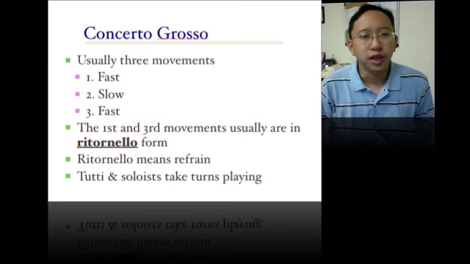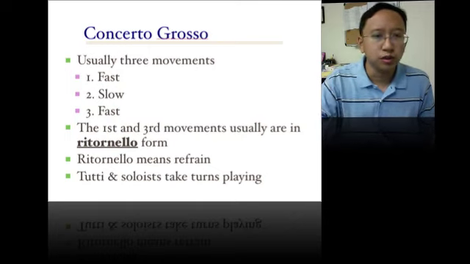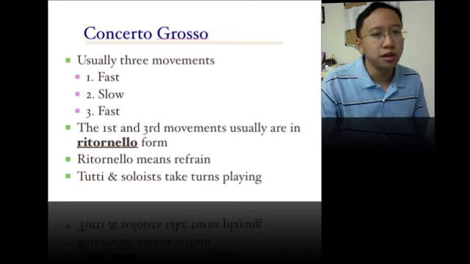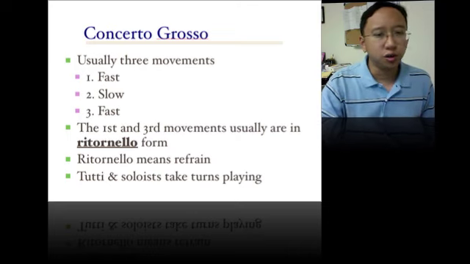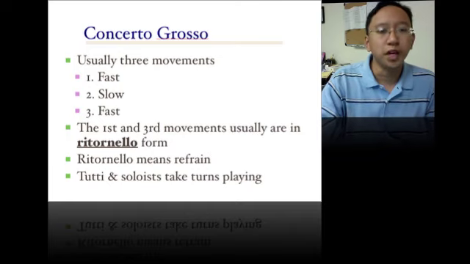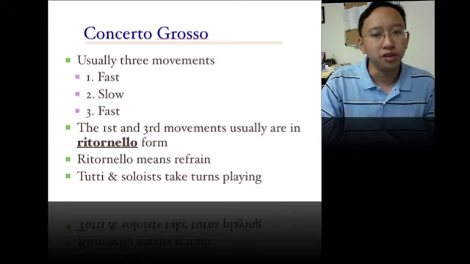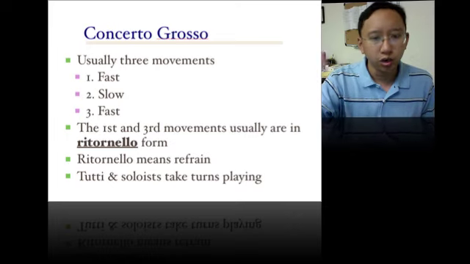Concerto Grosso usually had 3 movements, 3 different pieces that could stand on their own, with a break in between, but usually went in the formula of fast, slow, fast. And the first and third movements generally were in Ritornello form. You should know this term, Ritornello. Ritornello literally means return or refrain, going back.